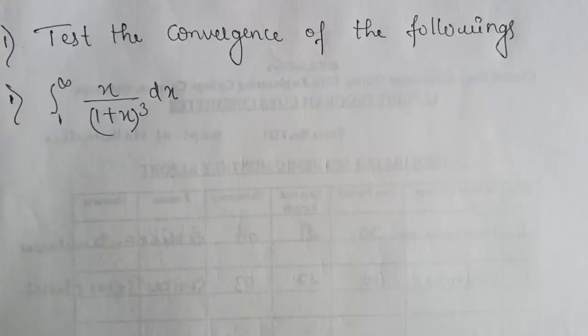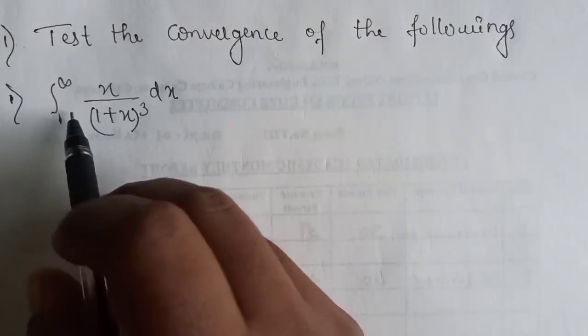So this is the continuation of the improper integrals. In the last class we have solved some problems on the convergence of the improper integral of the first kind. So today also we consider a few more examples on that. Here, almost all the steps are the same. The only difference is in the integration part. Okay. So see here, the first problem is this.